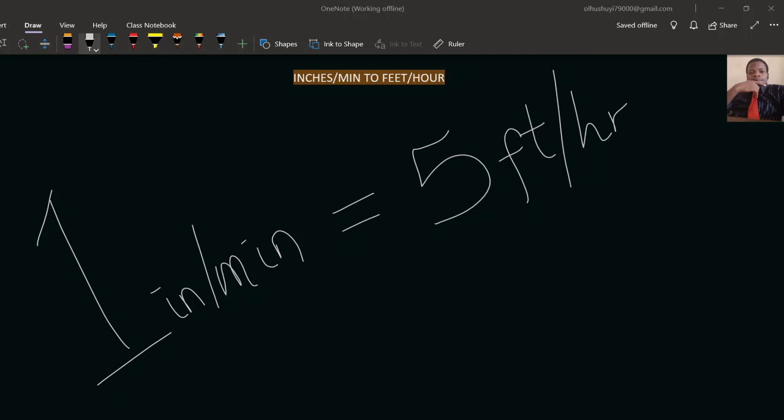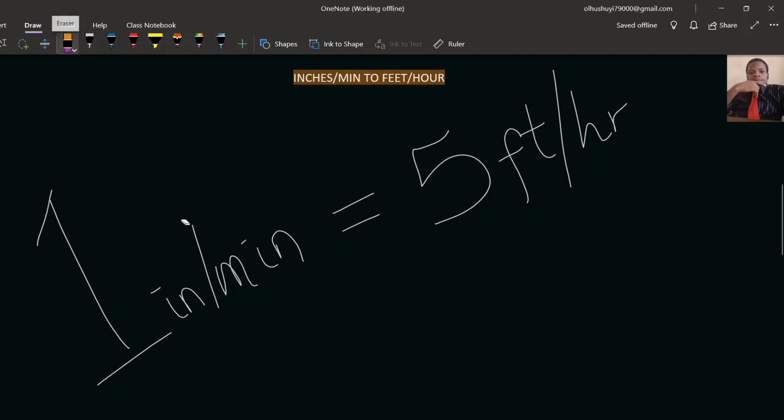Let me give you some. So the first one is this relation between inches per minute and feet per hour. This is the relationship they have. So for every 1 inch per minute, you're going to be having 5 feet per hour. Take note of this.